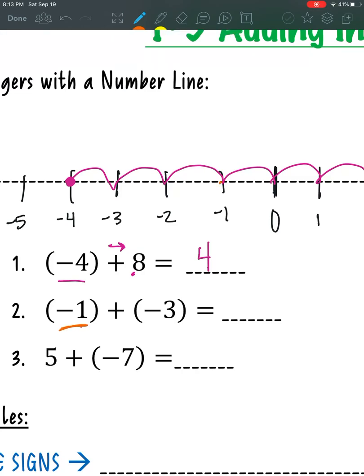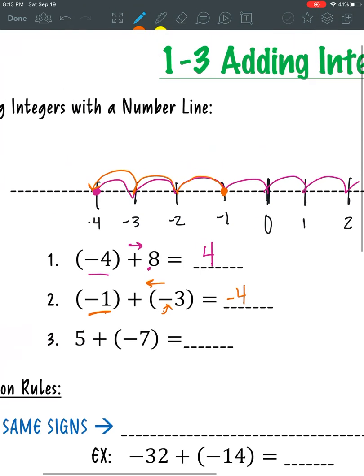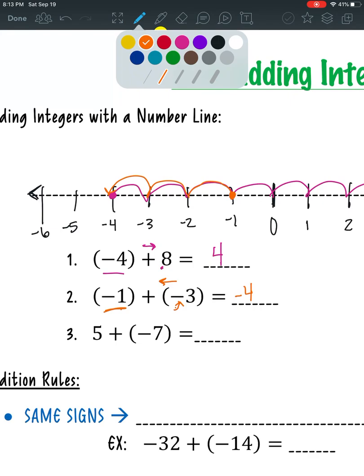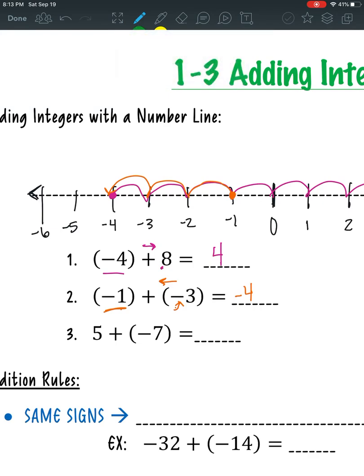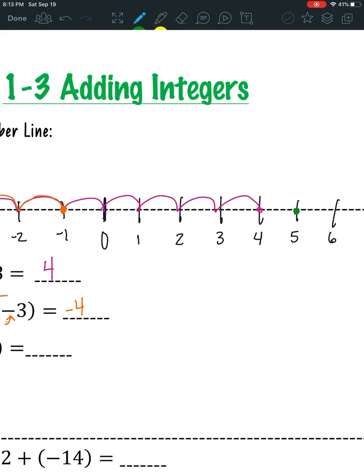-4 plus 8. Okay, I'm going to do the next problem in a different color so you can see the different questions. So -1, we're going to start at -1. Now we're adding a negative number. So that means we're going to go towards the left, towards the negative numbers. So we're adding a -3. We need to go to the left 3 times. So 1, 2, 3. And ironically, we end up on that number we started off in the last problem. So -4.